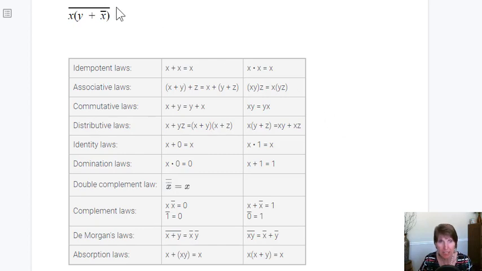Let's do this again. So here we have another expression, and we can apply these laws to try to simplify this expression. So notice that there's two ways to start. So we have the complement of a multiplication problem. So right away we think of De Morgan's law because we know how to apply that.